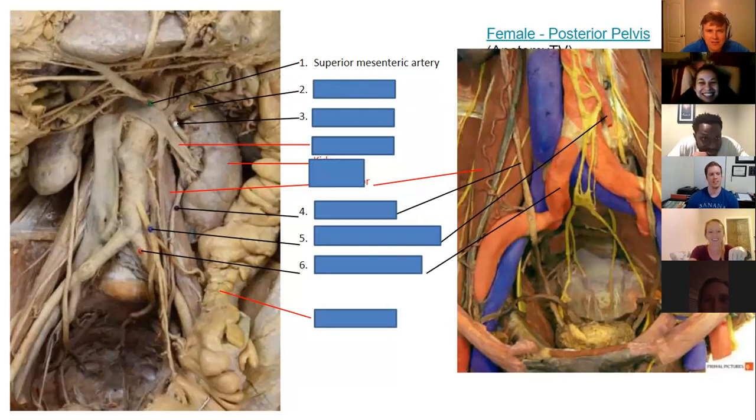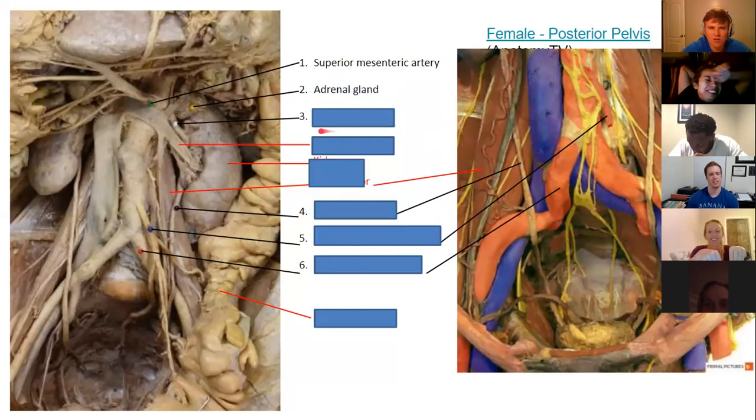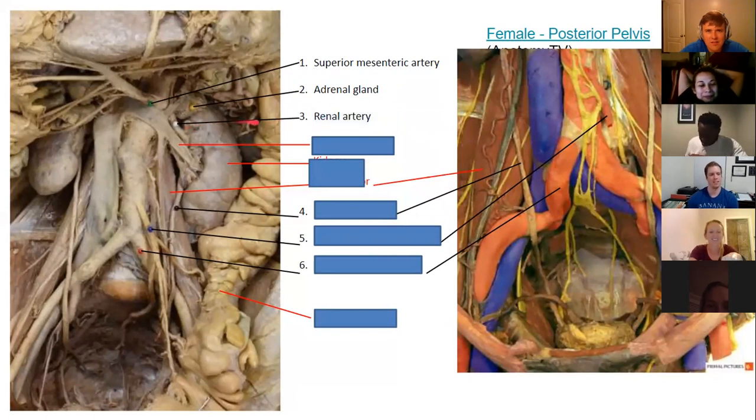Adrenal gland? You're good. It's a soothing noise. Renal artery? Super renal? Oh, wait. And then renal vein, because it's longer and flat. Kidney.